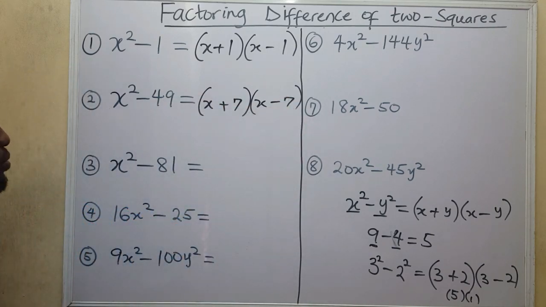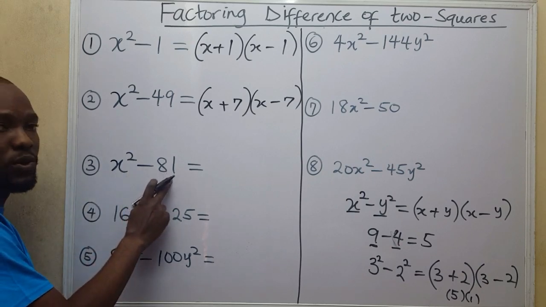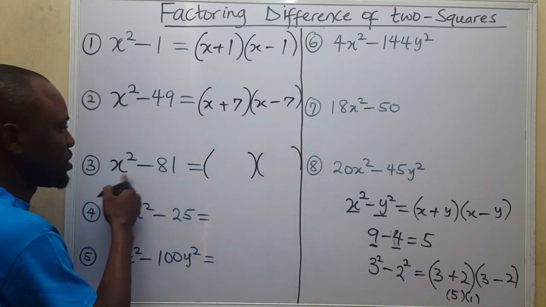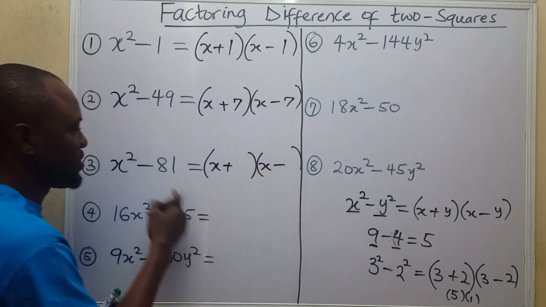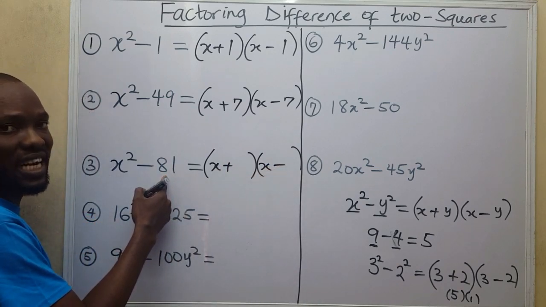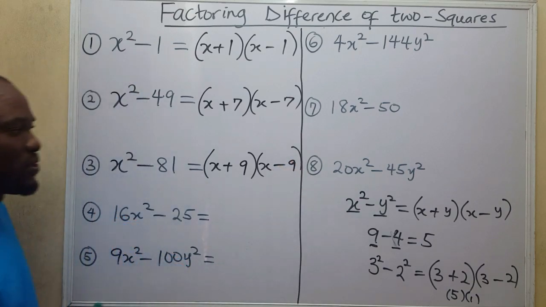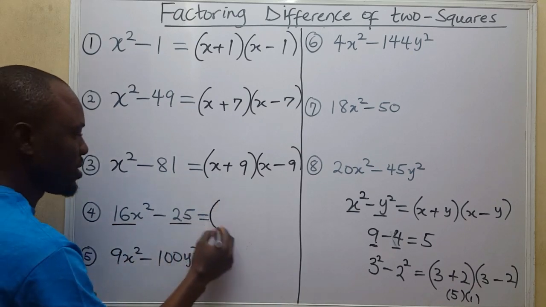So pretty simple. The third one, x squared is a perfect square, 81 is a perfect square. So it's very easy for me to solve this. This will be x here, x there, plus, minus. 81 is 9 times 9, so a 9 will be here, and a 9 on the other bracket. Now the next one is a perfect square. That is a perfect square.